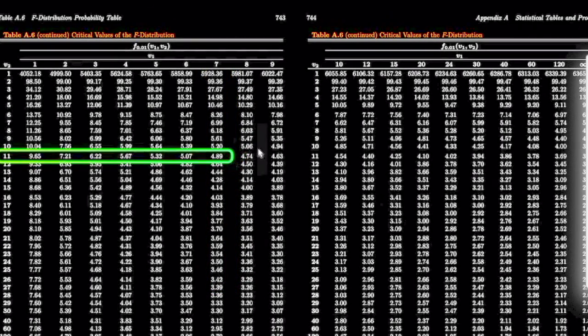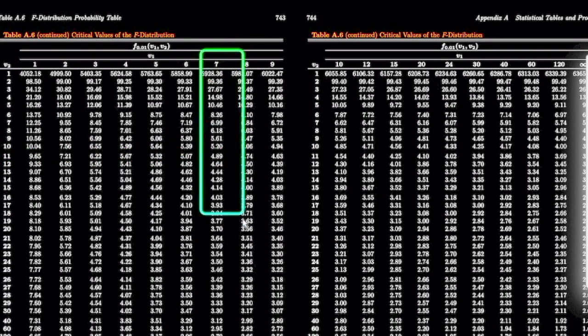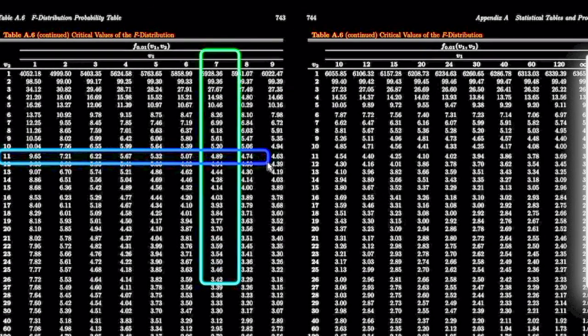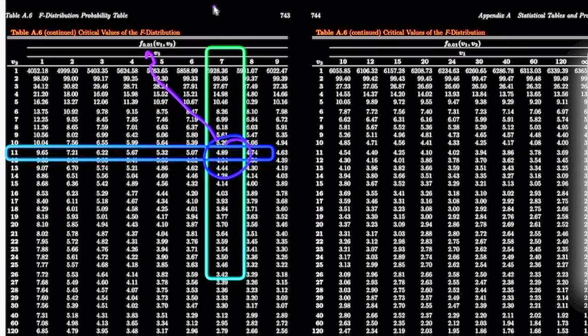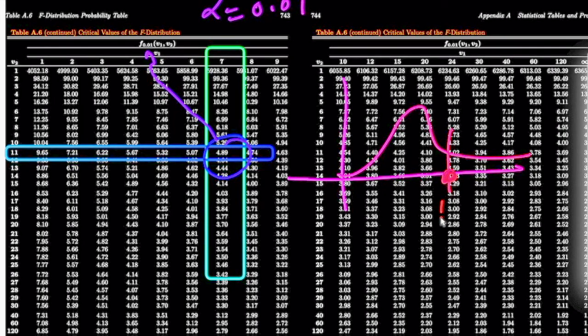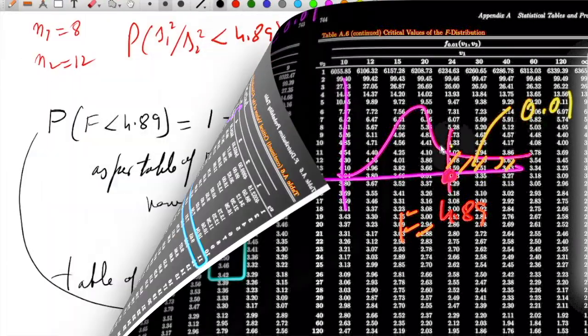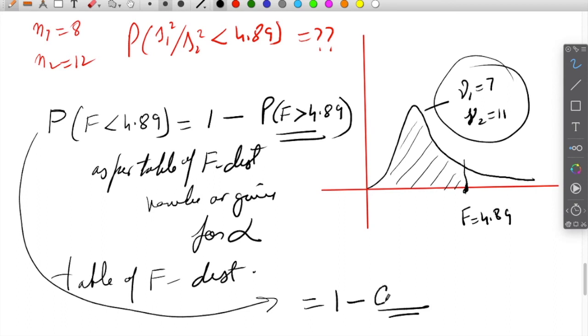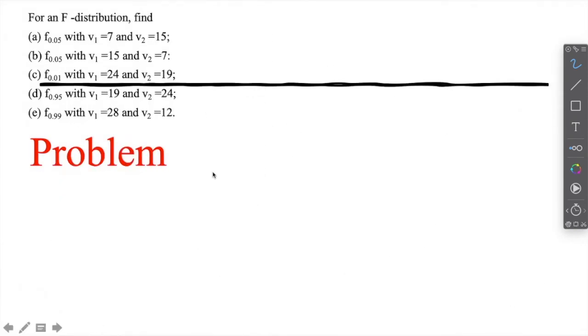So the value is 4.89 for this particular combination. Fortunately, we are in the first table, where we are looking for the value. This is 4.89. So for 4.89, the value of alpha is nothing but 0.01. It means that on the distribution, if this is F of 4.89, then this area under the curve is 0.01. Then in that case, this is 1 minus 0.01, so this value is 0.99. This way we can pick up the probability from the table of the F distribution. Let's take some more examples. These are just the pickup of the value and the use of the inverse relationship.